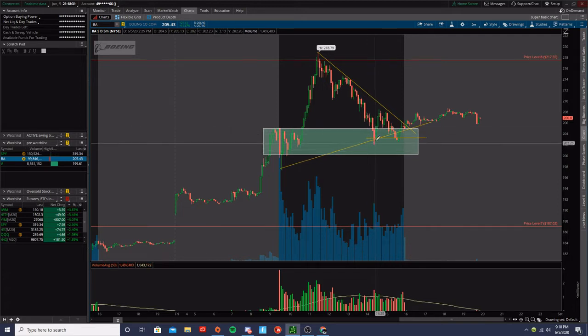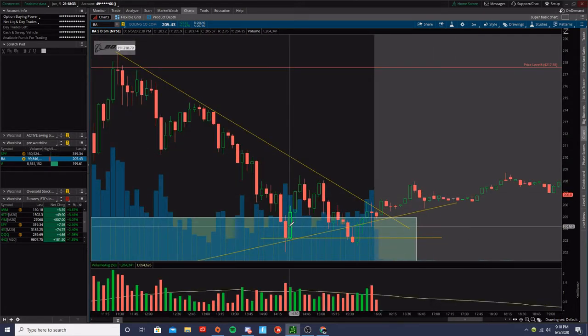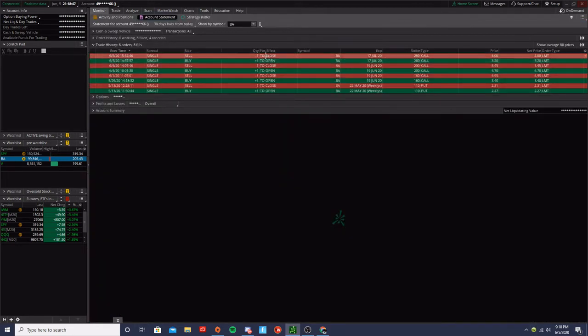We came up, candle closed with a nice lower wick. Then we had one green candle, a nice other green candle. This was about 4 points in 10 minutes. And on the second green candle right here, I did enter a position. Did get a 280 call, July 17th 280 call for $320.